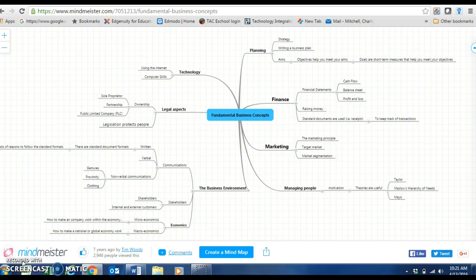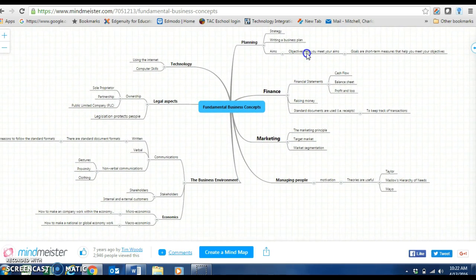I'm not sure which one you chose to present to the class, but if you go back and take a look at the Edpuzzle, you'll see that we've got planning. Now, what goes on in the planning stage? Objectives, help you meet your aims, writing a business plan, strategy. Finance, where we've got financial statements, cash flow, balance sheet, profit and loss, and more importantly, raising money here.